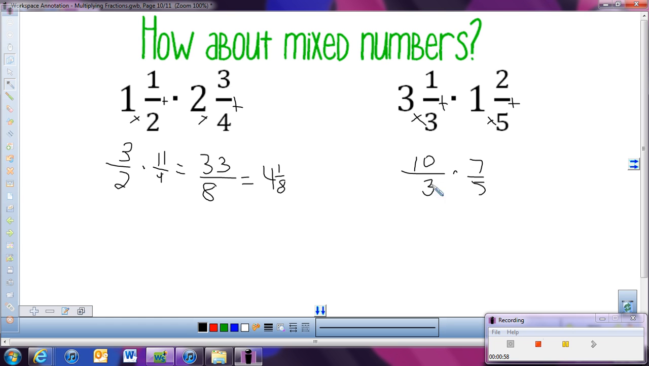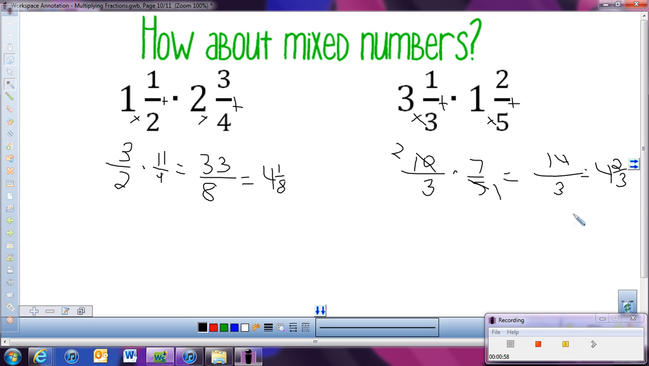Now we can multiply the numerators, multiply the denominators, but I'm going to use our little helpful trick to simplify this one first. I know that 5 goes into both 10 and 5, so 5 goes into 5 once, 5 goes into 10 twice, and now I have 2 times 7 is 14, and 3 times 1 is 3. And then I can change it back into a mixed number. 3 goes into 14 4 times, that would be 12, and I'd have 2 left over, and my denominator is still 3.